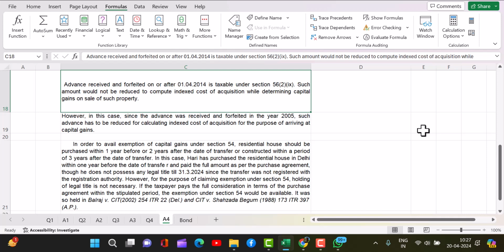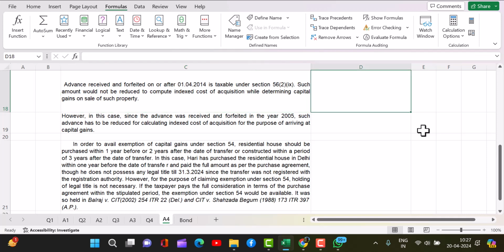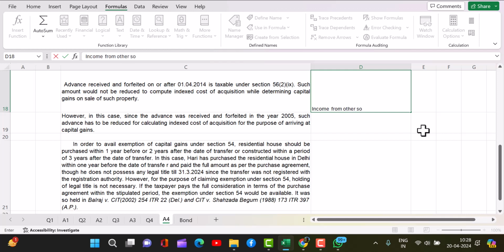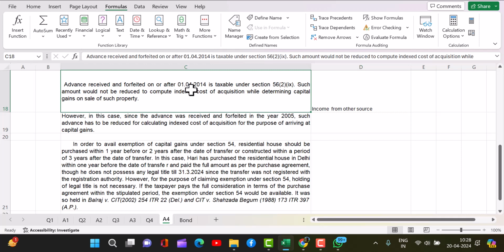Okay, hold on. Now, in this case, we have reduced the advance from the cost, and calculated the index cost of acquisition based on the reduced cost. Because the law says that if the advance is received after 2014, then that advance will be shown as income from other sources. Section 56 is basically income from other sources. So this is very important. Now, if you receive an advance and you forfeit the amount, it will be taxable under the head income from other sources, if it is happening now, which is beyond 2014.